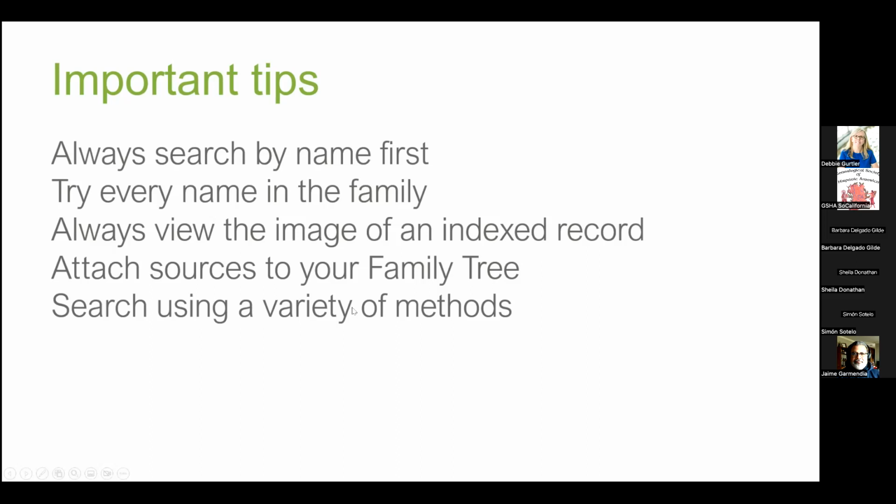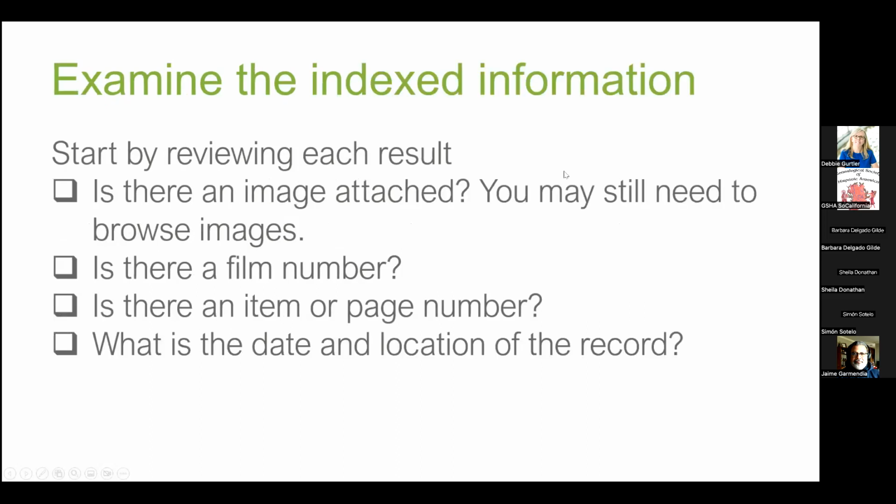All right, now, as I mentioned, always look for the image when you get an index record. Start by reviewing each of your results. Is there an image attached? If so, click on that image and look at it. If not, you might need to browse the images in order to find it. If you have to browse the images, is there a film number or an item number or a page number in that index information that will help you to find it a little easier? And also, make note of the date and the location of the record, because that will make it easier for you to find as well.